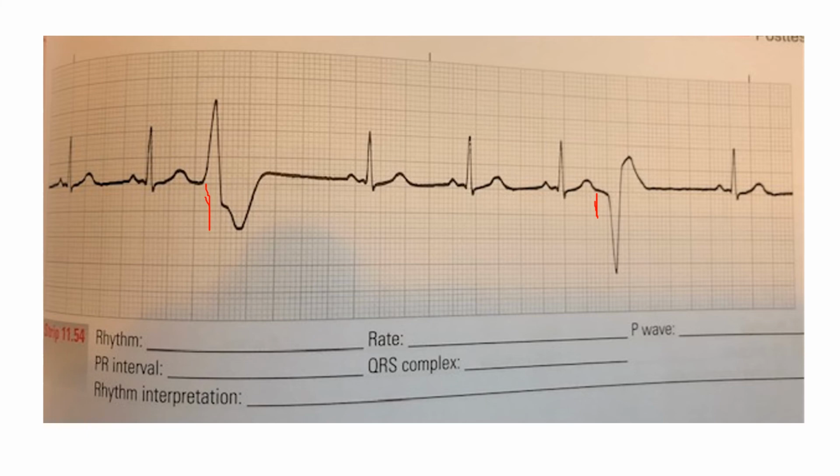So what would you do? You definitely would want to monitor this patient to see how frequently they're having these PVCs, especially multifocal. They may be going on an antiarrhythmic.